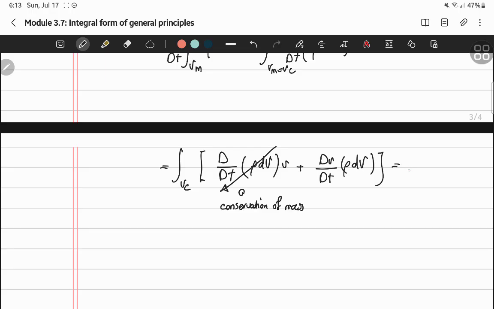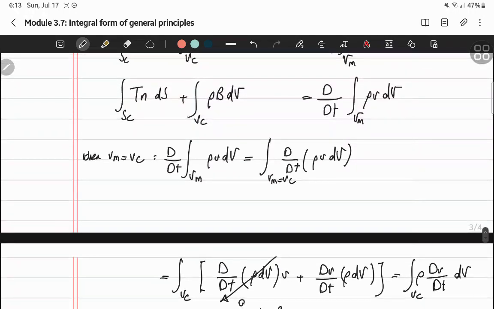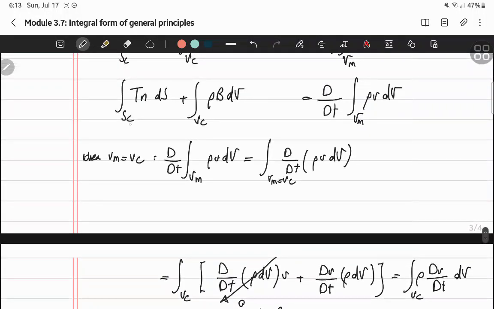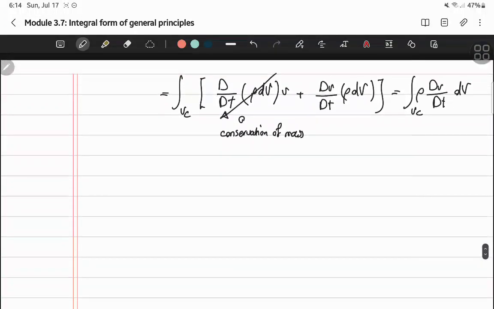Therefore, we only end up with this expression: dv/dt rho, and this is dv. Using the divergence theorem, because here we have SC and here we have VC, we have to convert this SC into VC. So from the control surface, we have to go to the control volume.